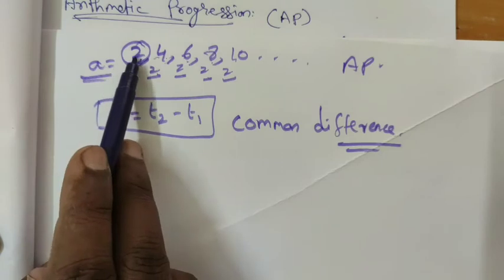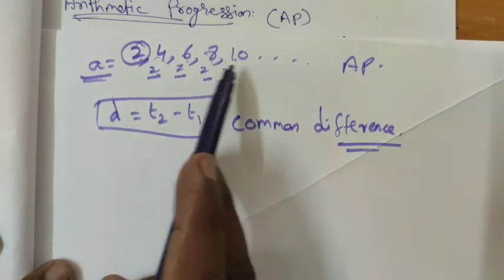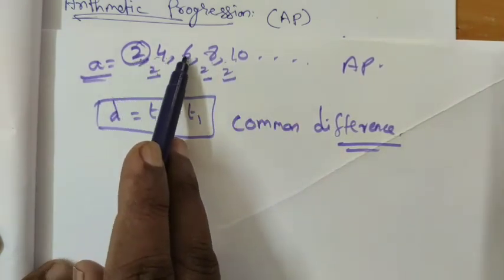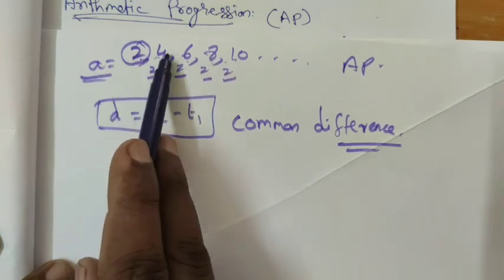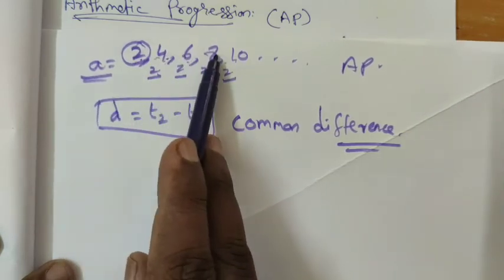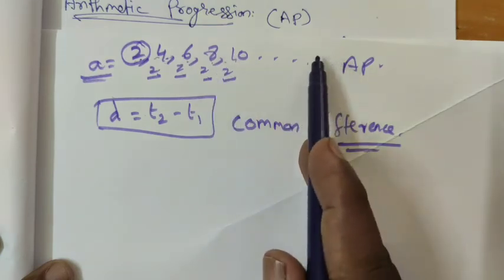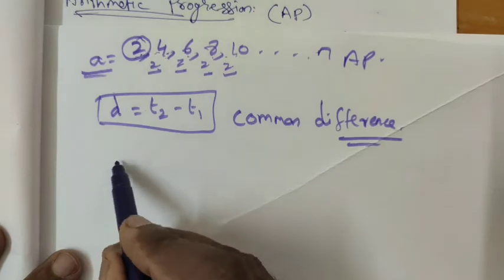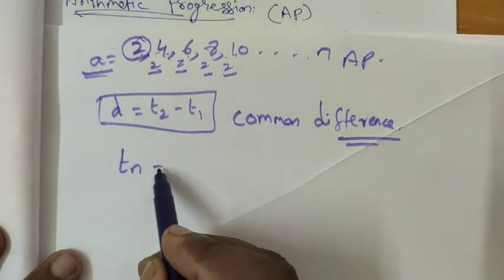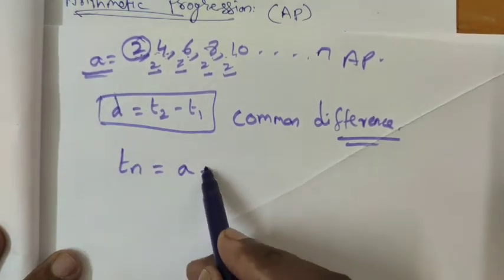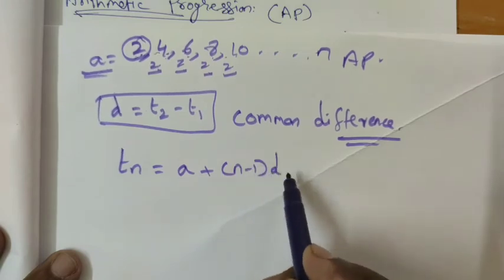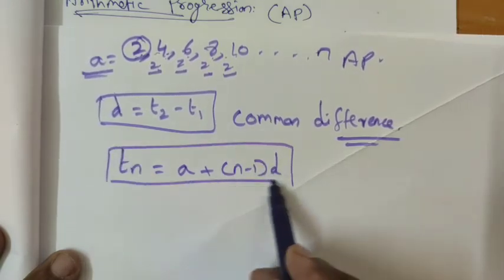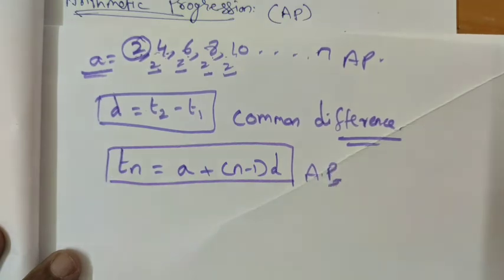Always the elements are arranged in some sequence. Each and every element is called a term: first term, second term, third term, fourth term, fifth term, like this, up to the nth term. So the general term, the nth term of an AP, is Tn equals A plus n minus 1 into D. This is the general term formula of AP. By using this formula, we can find the terms.